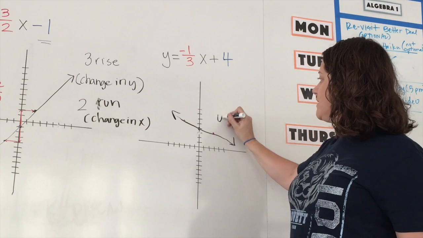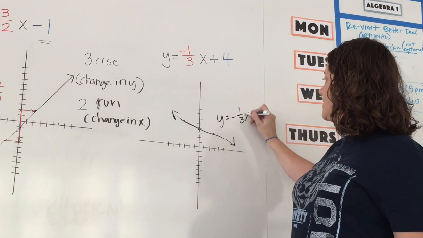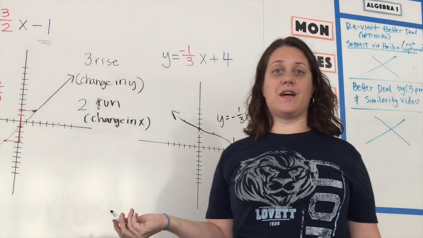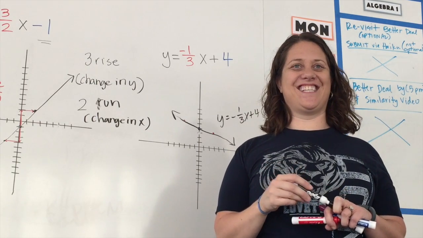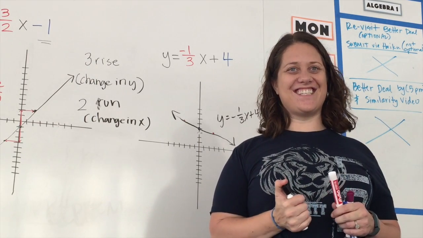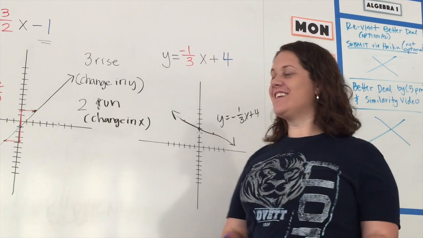And this would be the line, -1/3 x plus 4. And hopefully that's what your equation looked like. Yes, Miss Achilles. Miss Pariseau, I have a question. Yes. Do you have to put the arrows on the end of your line?